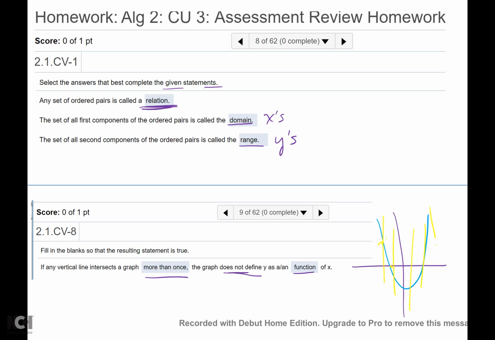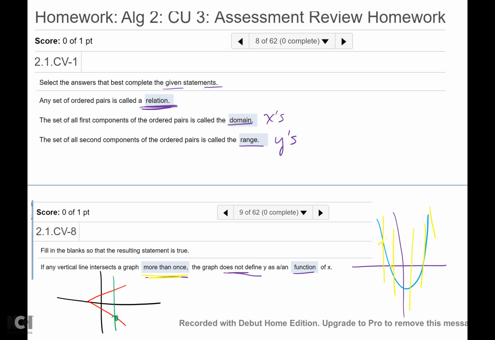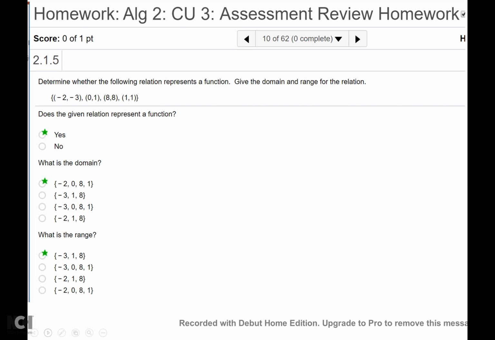it's a function. If you get something that crosses it more than once, like for example, let's say I have a graph of, I don't know, how about a sideways absolute value function? This would not be a function because I can find a vertical line that touches it in more than one spot. So if any vertical line intersects a graph more than once, then it is not a function. Okay, that's the vertical line test.